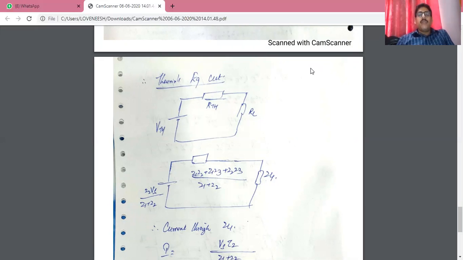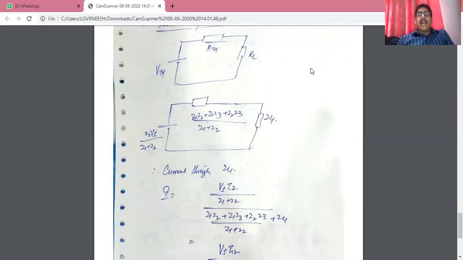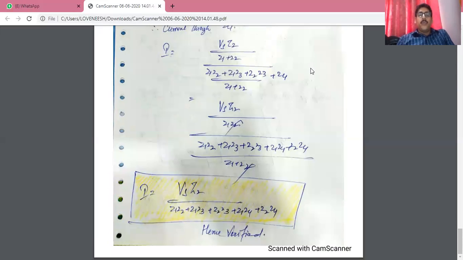So here V is equal to Vs Z2 upon Z1 plus Z2, and R will be the sum of these two resistances, that is Z1 Z2 plus Z1 Z3 plus Z2 Z3 upon Z1 plus Z2, plus Z4. When I solve these values, you get I is equal to Vs Z2 upon Z1 Z2, Z1 Z3, Z2 Z3, Z1 Z4, and Z2 Z4. And this is the current through the load resistance RL. The same current we calculated with the help of mesh analysis, and you see at the end the current through Z4 using mesh analysis as well as using Thevenin's theorem is exactly the same. So we can say that Thevenin's theorem is verified.